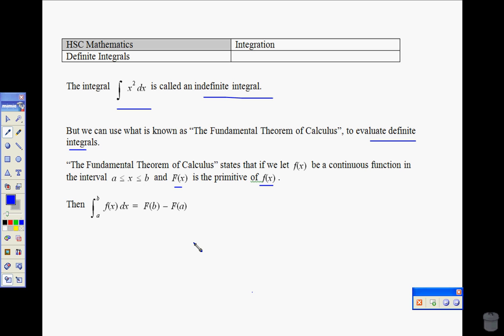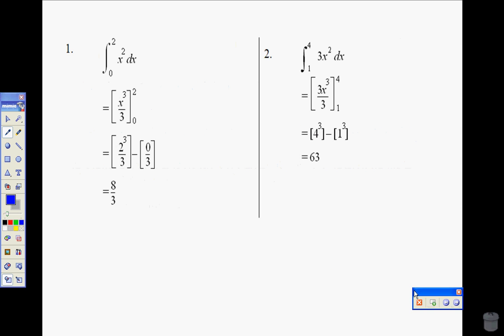Notice here we don't have to worry about a constant of integration, really, because once we include a constant of integration with a definite integral, they get cancelled out. So we don't have to worry about a constant with these ones. So let's have a look at what we mean.